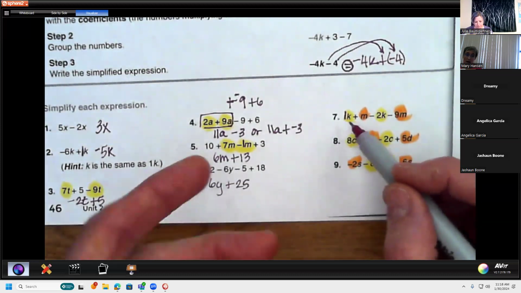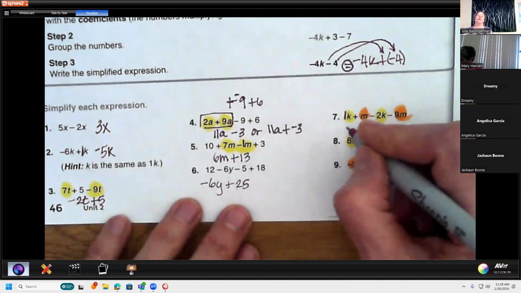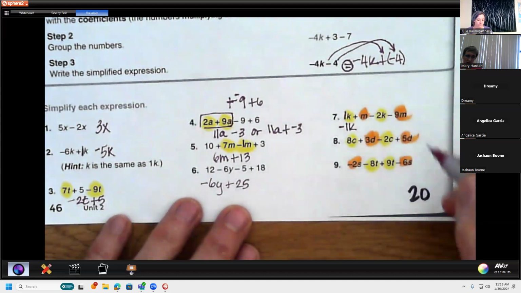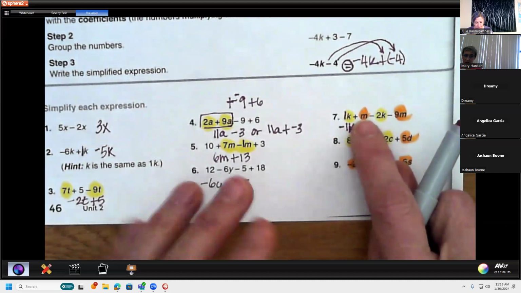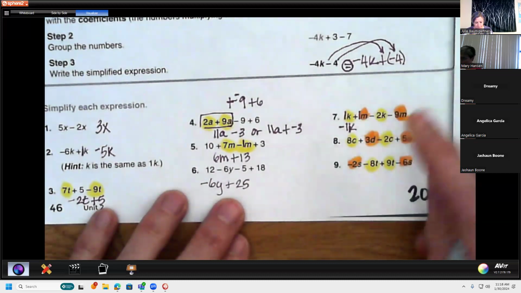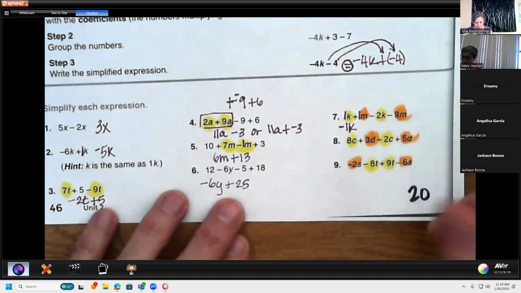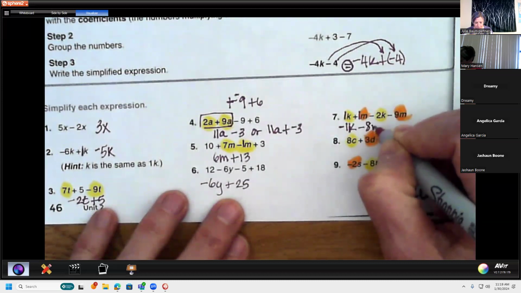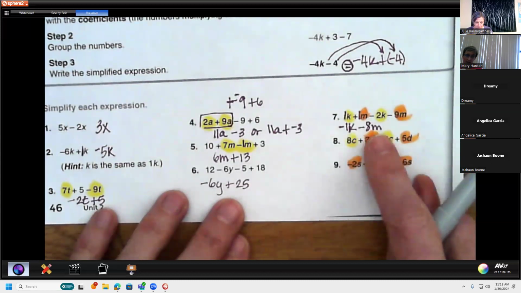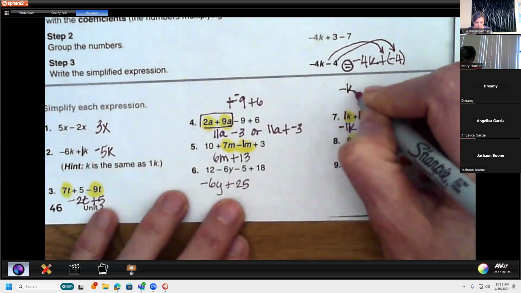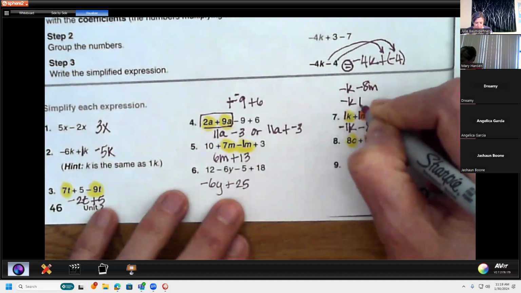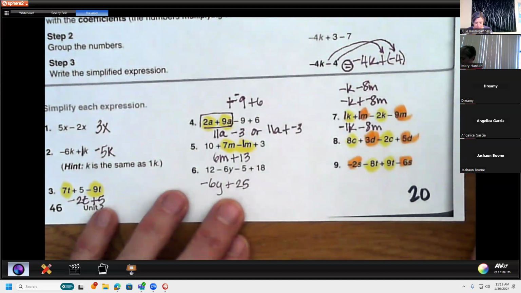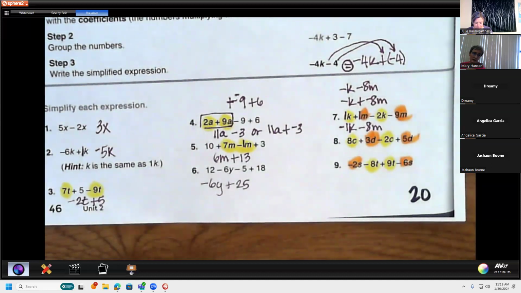So 1K subtract 2K leaves me a -1K, or you could just put -K. I don't have to put the 1 in front. And then I have 1M, take away 9M, and that leaves me with a -8M. So there's a lot of ways to write this one that would be correct. You could write -K minus 8M. You could write -K plus -8M. All those would be considered equivalent.